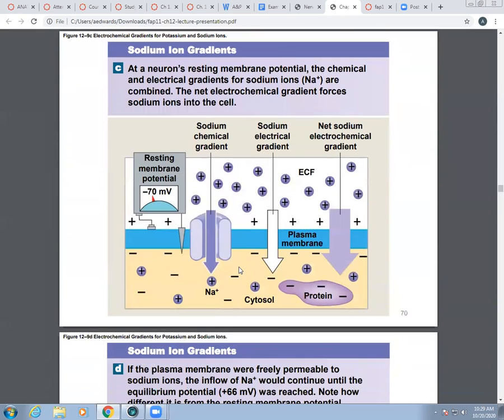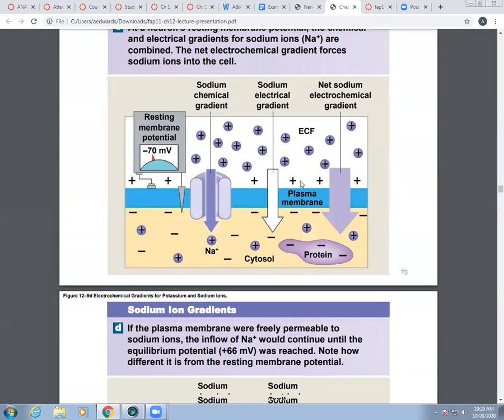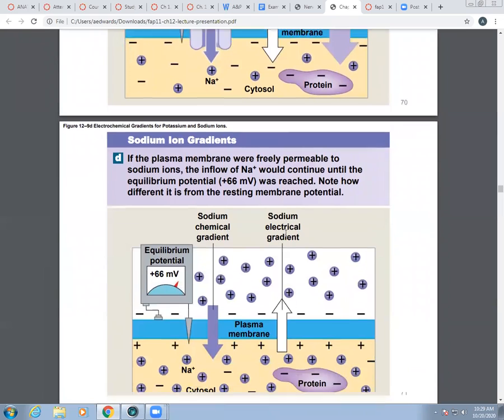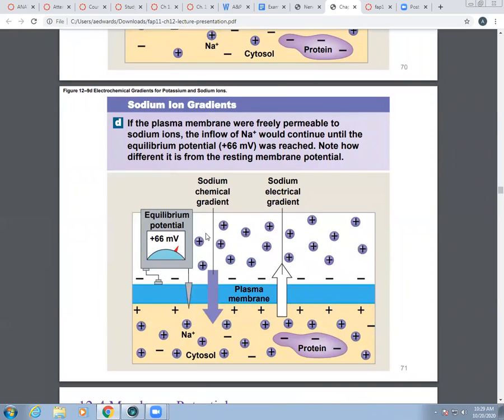For sodium, there's a higher concentration outside the cell in the extracellular fluid. The electrochemical gradient would force sodium inside the cell. But it's more difficult to move the sodium inside the cell, so you have a huge swing in order to get to equilibrium potential. It goes all the way to positive 66 millivolts.